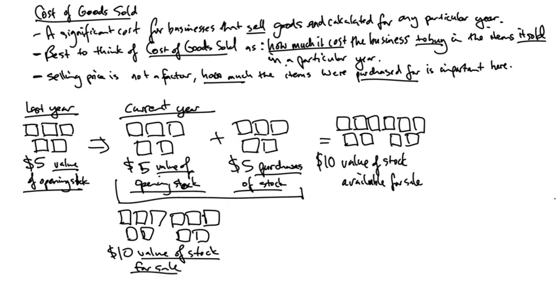To carry that on, let's say he sold 8 things. He would have a closing stock of 2, because it's 10 items minus 8 items, so he's got $2 value of closing stock.